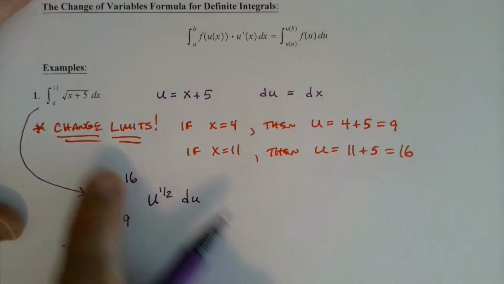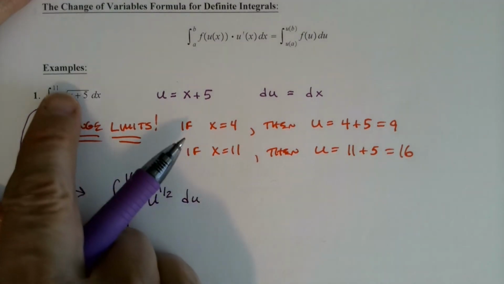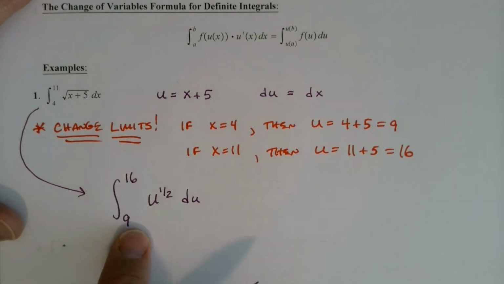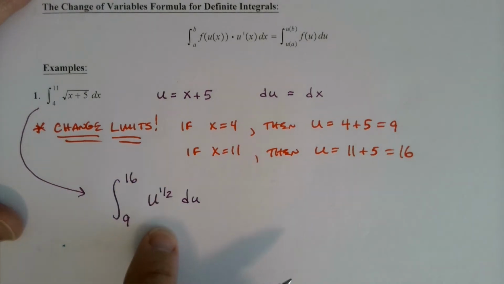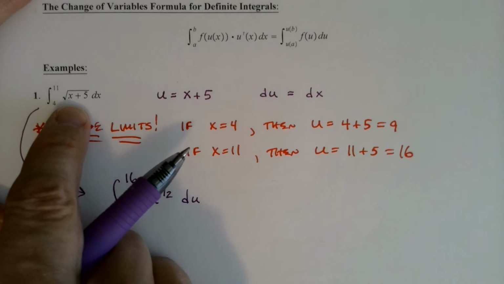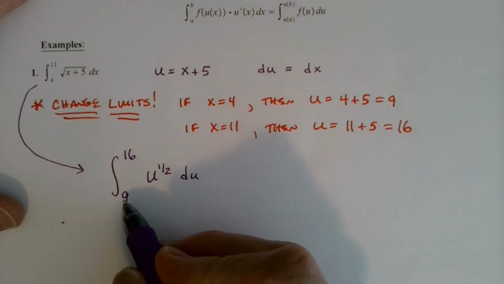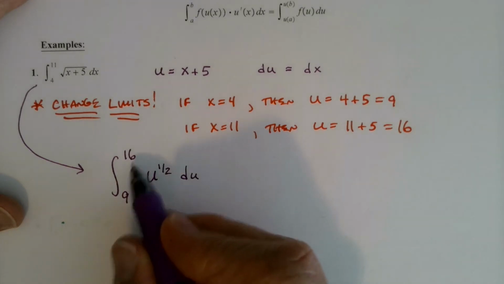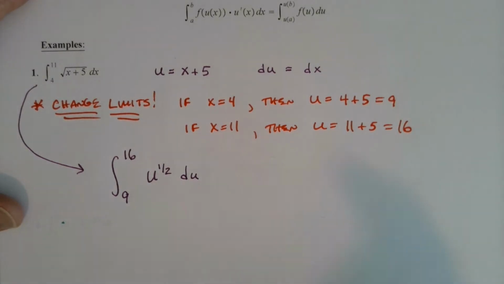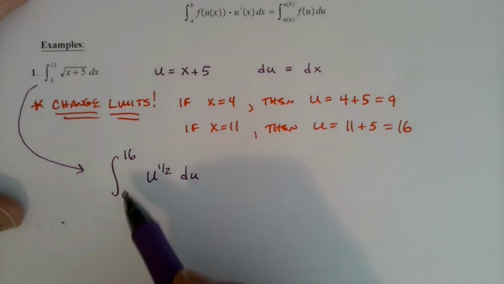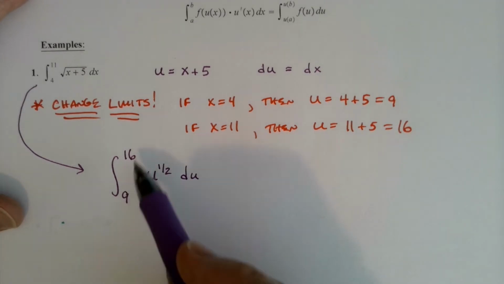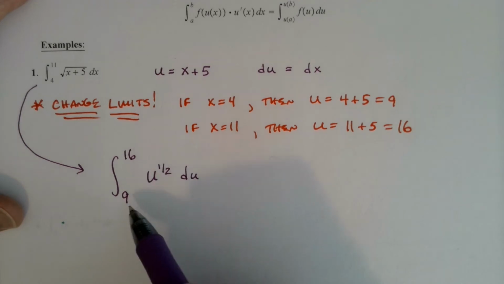So this is what you do. You change variables. You change to a different definite integral. The value of this definite integral is the same as the value of this one. That's what's cool. You do not want to have the x limits here. You don't want to have 4 and 11 here, because that would be incorrect. If you do that on the test or quiz, you'll lose points for that. You can't use the x limits here. You have to use the u limits. Again, you cannot put the x limits here. They must be u limits.